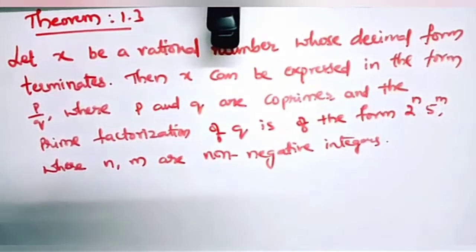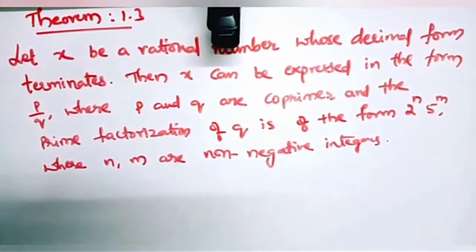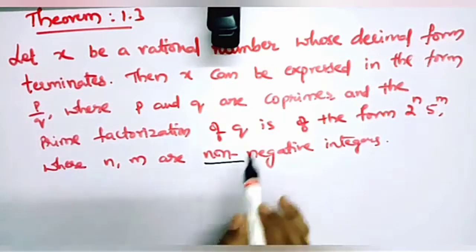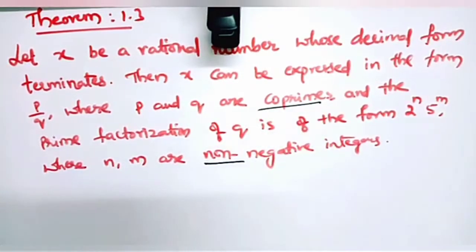Next, Theorem 1.3. Let x be a rational number whose decimal form terminates. Then x can be expressed in the form p by q, where p and q are co-primes and the prime factorization of q is of the form 2 to the power of n into 5 to the power of m, where m, n are non-negative integers. Non-negative integers means the positive integers including zero, and co-primes means the numbers have HCF 1.